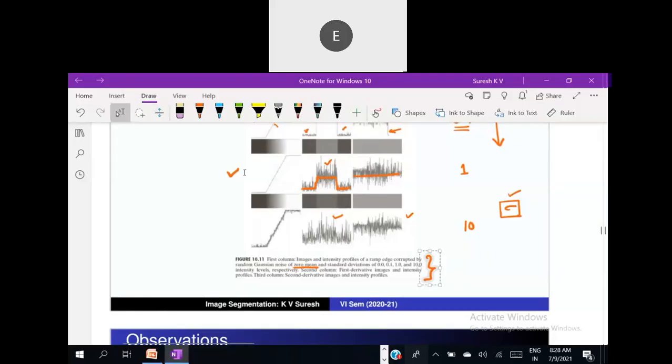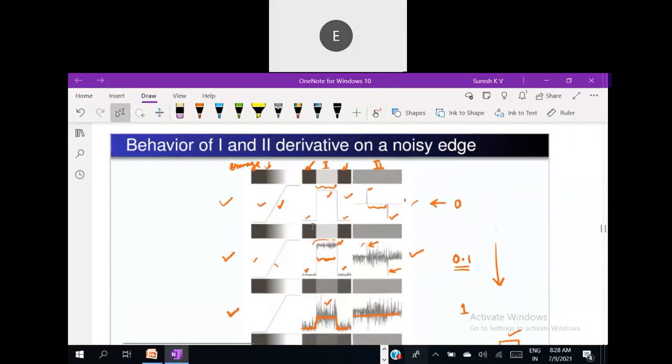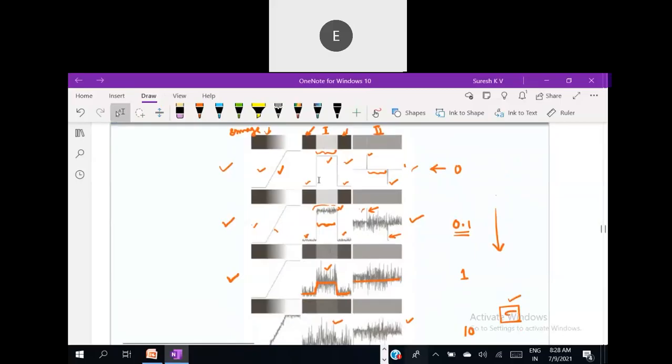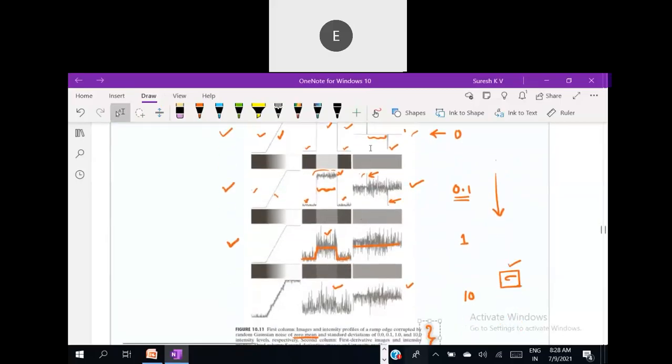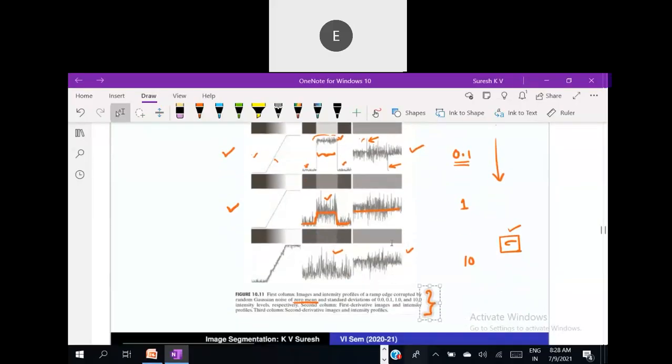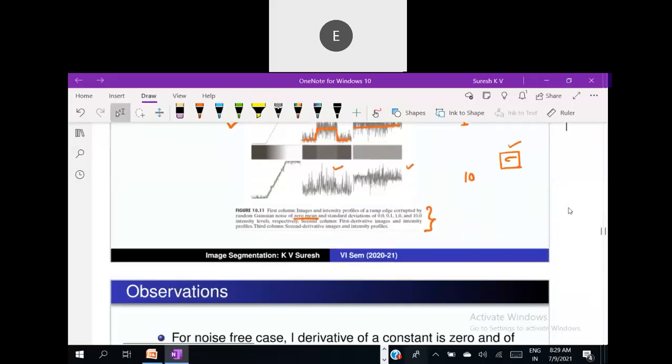So what we notice is, as the noise increases, to some extent the first order derivative can still help me, but the second order derivative starts failing. And when the noise is very high, none of them can help me to detect the edges. So something has to be done to take care of this noise prior to segmentation. Whatever we discussed in the third unit, that is image restoration, some noise filtering has to be used prior to going for edge detection. Okay, I hope you understood now.